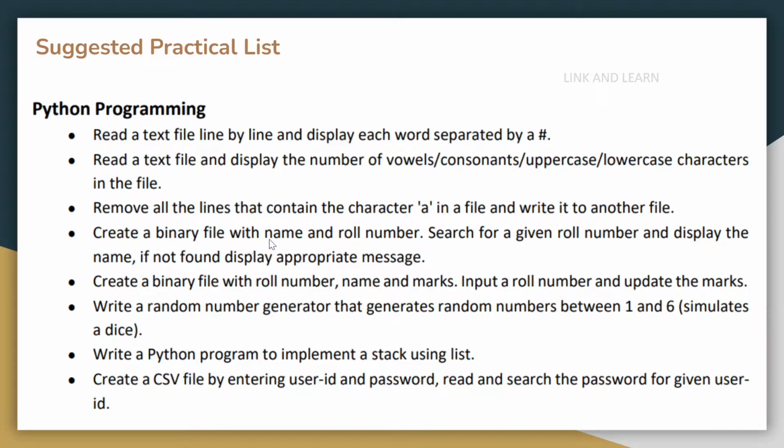Create a binary file with the name and roll number. Search for a given roll number and display the name. If not found, display the appropriate message. Create a binary file with roll number, name, marks. Input a roll number and update the marks. Write a random number generator that generates random numbers between 1 and 6, which simulates a dice. Write a Python program to implement a stack using list. Create a CSV file by entering user ID and password. Read, search the password for a given user ID.